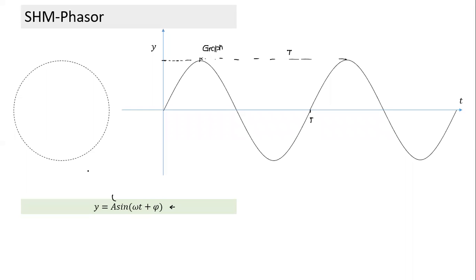One is the graph, second is the mathematical expression, and the third one is called a phasor. Understanding of the phasor is very important in understanding SHM and its application. Let me do a recap because many of you may not recall. If T is known, I can find omega. If the time period is known, both are related. Omega will be 2 pi by T.